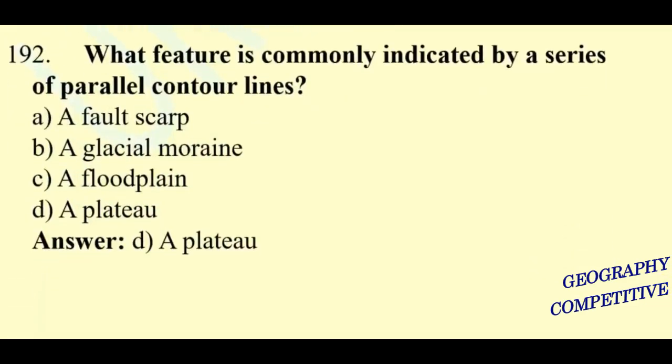Question 192. What feature is commonly indicated by a series of parallel contour lines? A fault scarp, a glacial moraine, a floodplain, a plateau. Here the right answer will be a plateau.